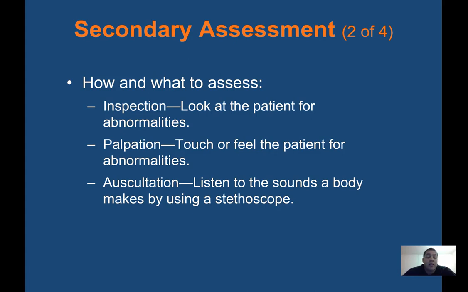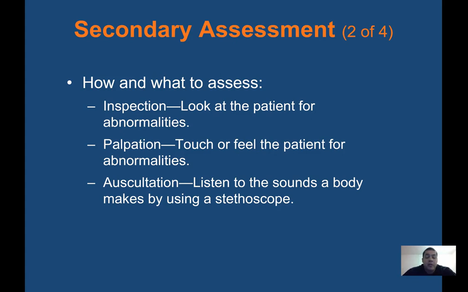How and what to assess. Inspection. Look at the patient for abnormalities. So you look at their skin color. Are they pale, cool, diaphoretic? Do they look cyanotic? Do they look short of breath? Are they breathing rapidly? Are they hunched over? They're grabbing their abdomen because they're having abdominal pain.